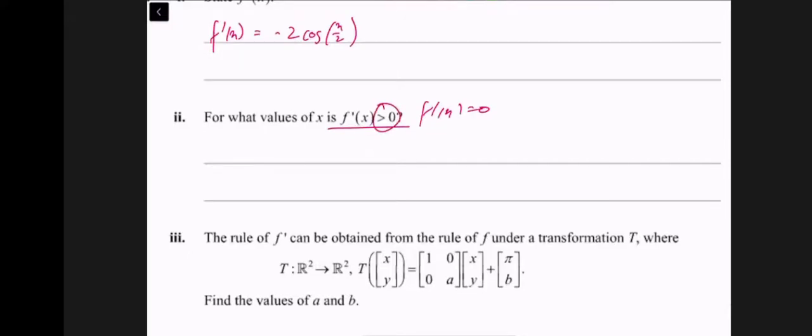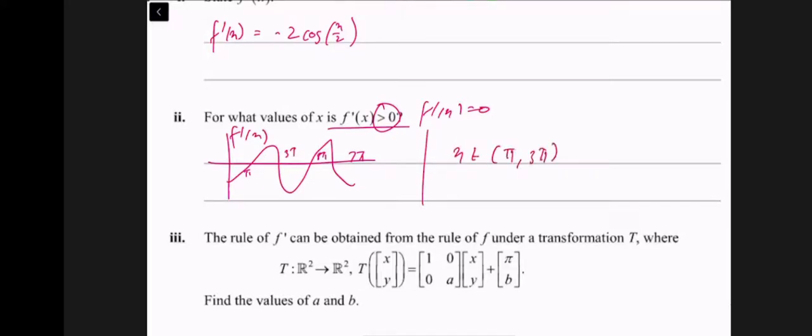So I think the graph of this looked like this, and then it had pi, 3 pi, 5 pi, and 7 pi. This is the graph of f dash x. So then the answer would be x is an element of pi to 3 pi union 5 pi to 7 pi.